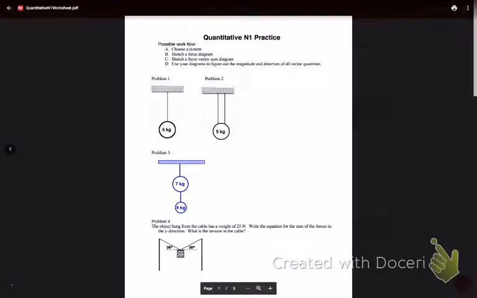Alright, so I wanted to help you solve some of these problems, right? Problems 1 and 2. Start with a force diagram. I'll use some color. I choose my system, right? And then just have weight and tension.